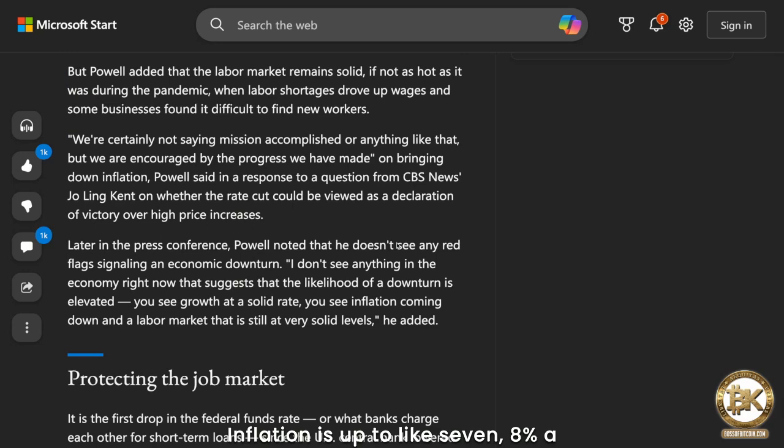Inflation is up to like 7-8% a year, depending on where you live. If you live in San Francisco or anywhere in the state of California, you're probably looking at 12% a year. I remember when I was going through grad school, it was at 4 to 4.5% a year. Since then, this thing has ballooned out of control. We got a lot of free money floating around, and that's really what leverages inflation.